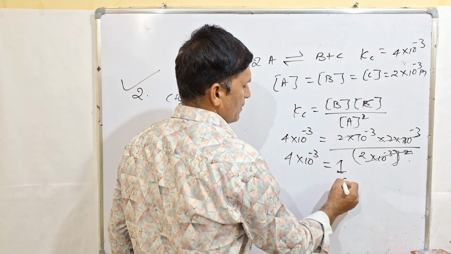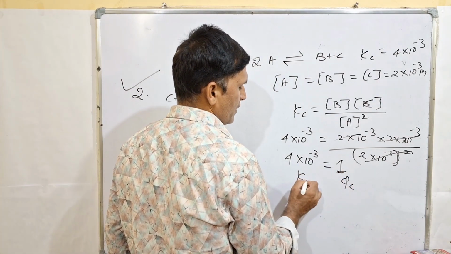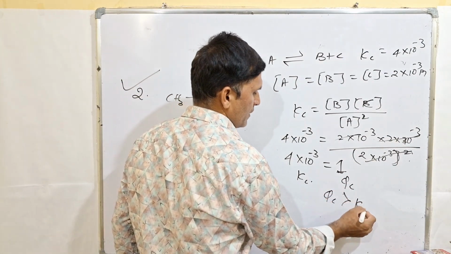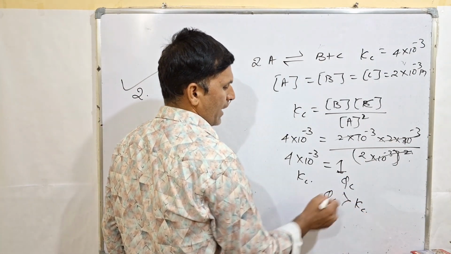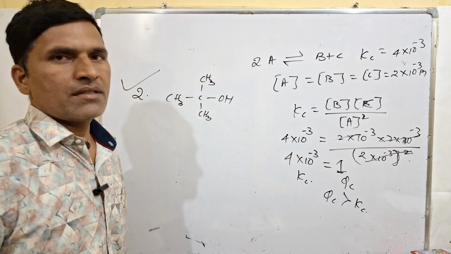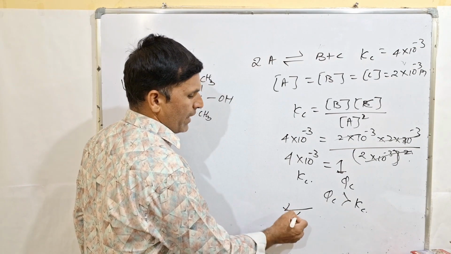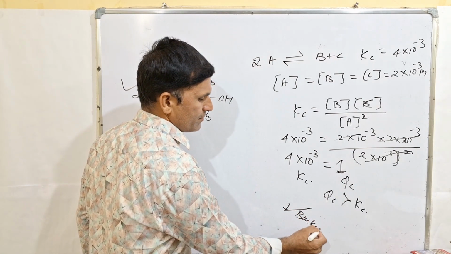So this is the Qc and this is your Kc. So therefore, your Qc is greater than Kc. And when Qc is greater than Kc, the reaction will move in the backward direction. You should remember that.